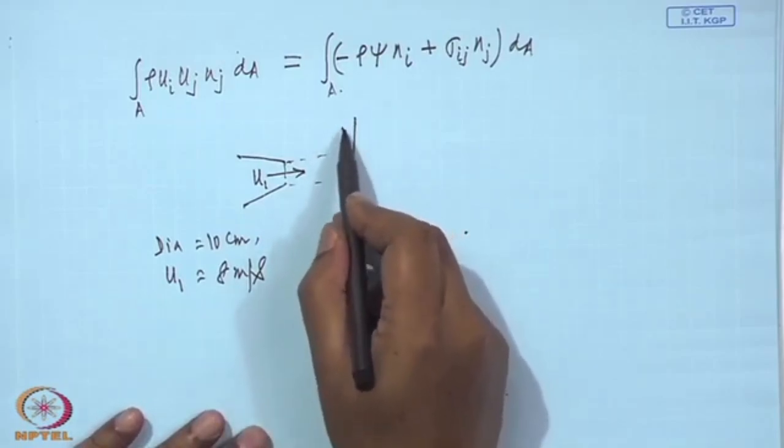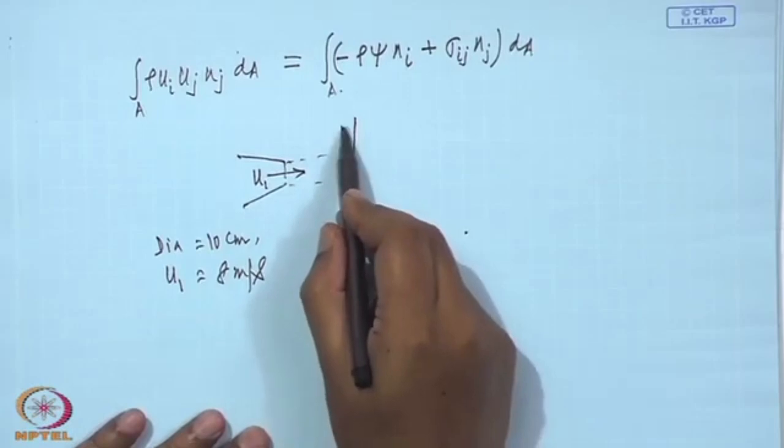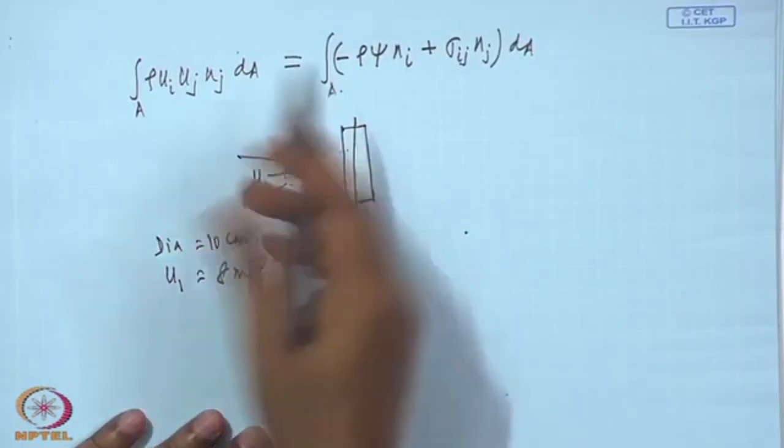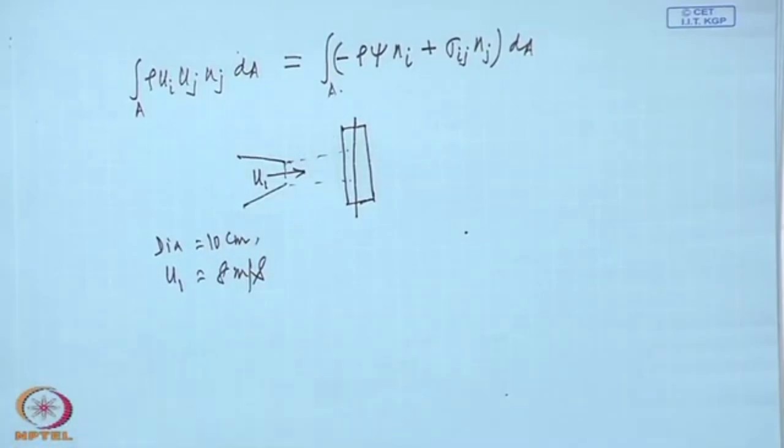You can consider a control volume like this, and apply this momentum equation in integral form, and you will get the force or the solution straight away. In this problem, of course, we can neglect all these viscous stresses. Sorry, we should not call viscous stresses at this stage. There is no stress acting on it.